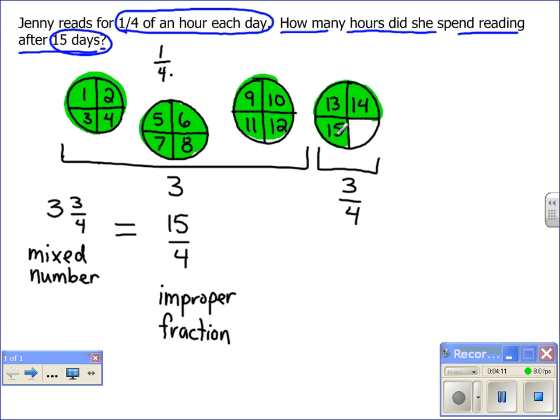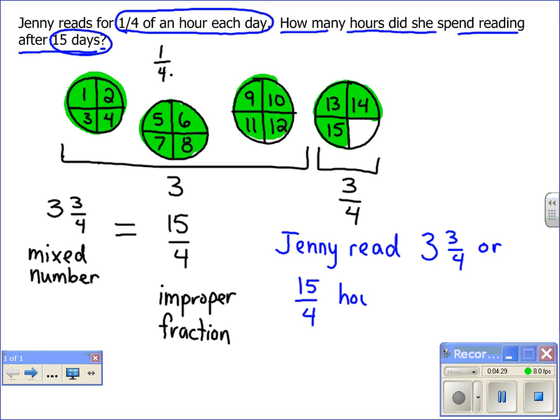So I know that Jenny read, and I can write 3 3/4 or 15/4 hours.